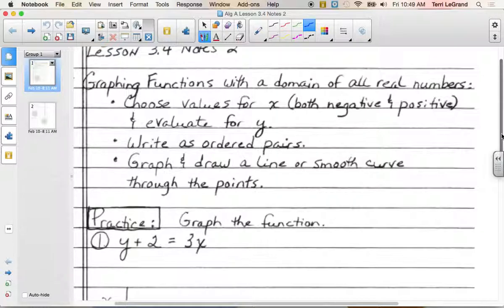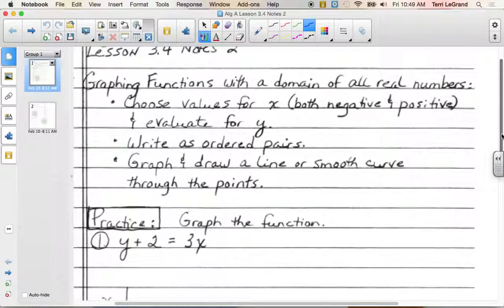We need to choose some x values, both some negative and positive, and evaluate for y. Or in other words, we can't even begin to do the whole number line. So we need to pick some of our own x values. We need to choose some numbers from the number line, put them into the function, and get our y values. Do the same thing we did yesterday. Write as ordered pairs, graph, but the difference is today we are going to draw a line or a smooth curve, depending on how those points kind of line up. We're going to draw a continuous graph today.